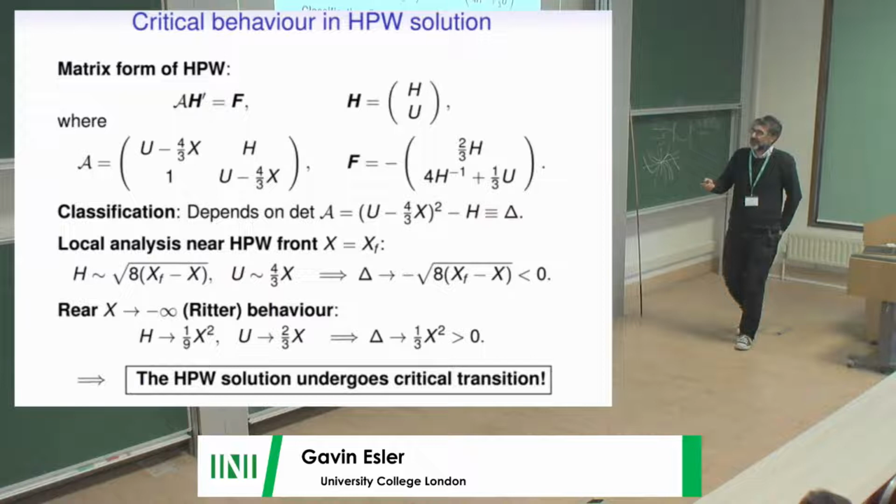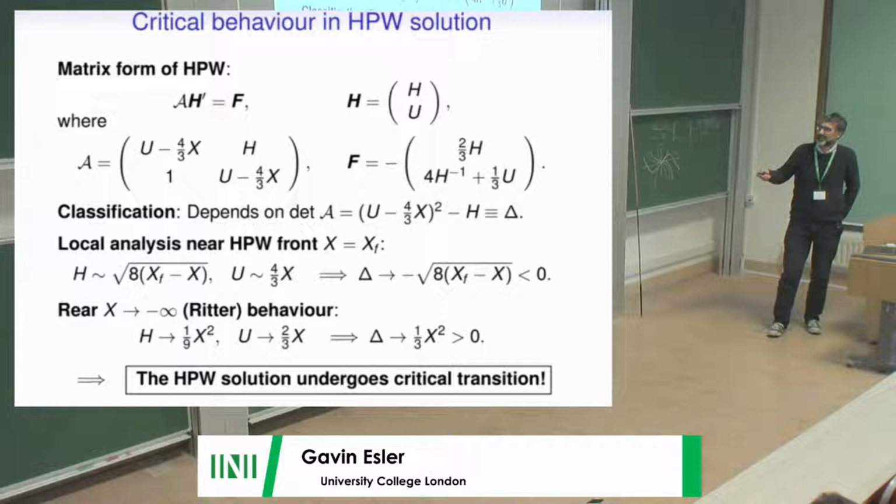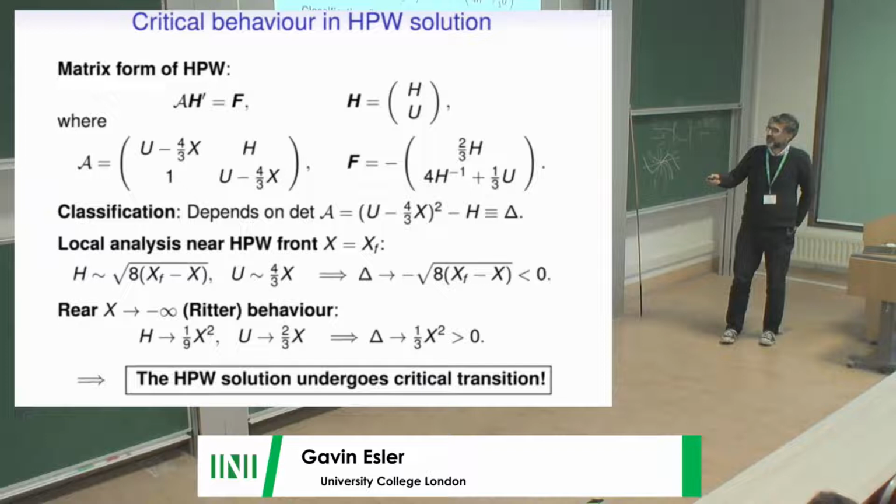And it turns out that there has to be a critical point in the problem. You can see that if you just do a local analysis of what happens near the front, where the solution hits the bed. The determinant delta there is dominated by h, which is given by the square root of the distance from the front, and that means the determinant is negative there.